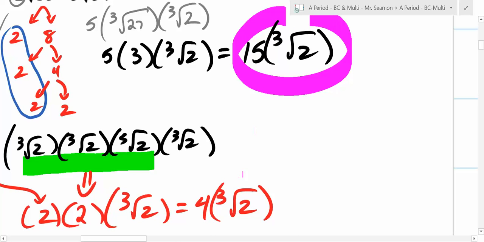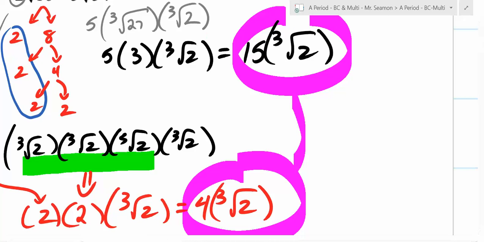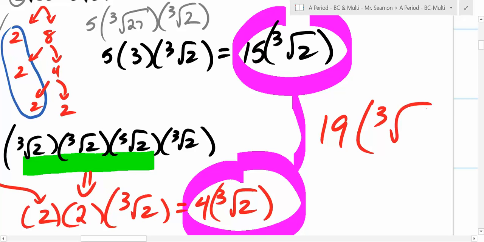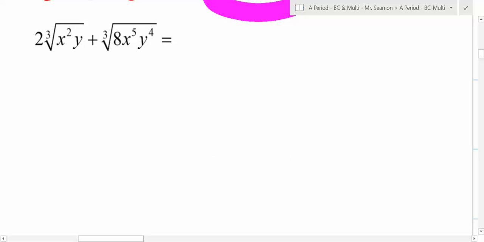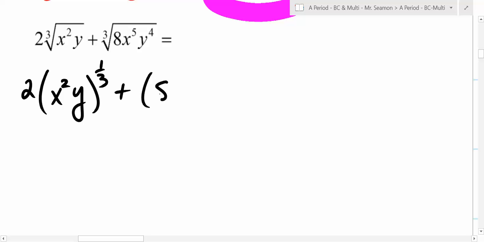I have this and I have this. Now can I add them together? Sure can. How many do I have? 15 of them and 4 of them. So I have 19 times the cube root of 2. Converting this into exponential form is my favorite way to do this. So you're going to have 2 times x squared y to the 1/3 plus 8x to the 5th y to the 4th to the 1/3.